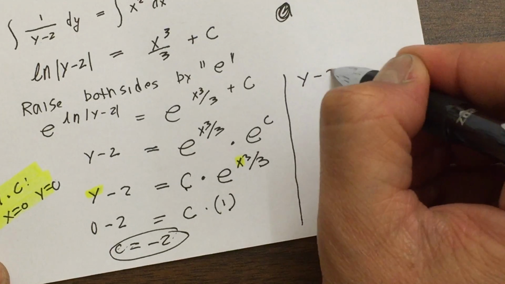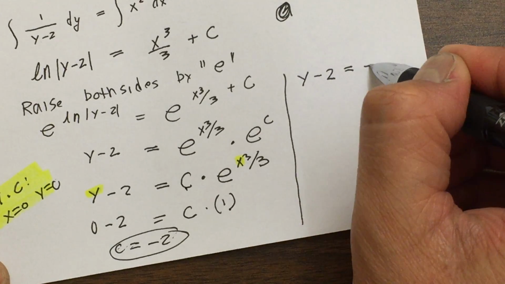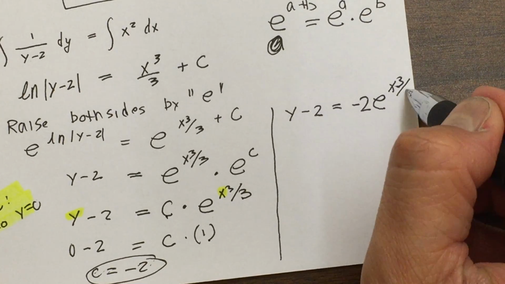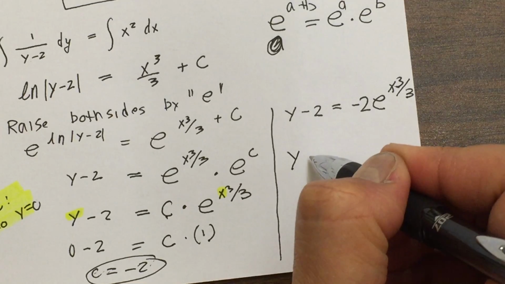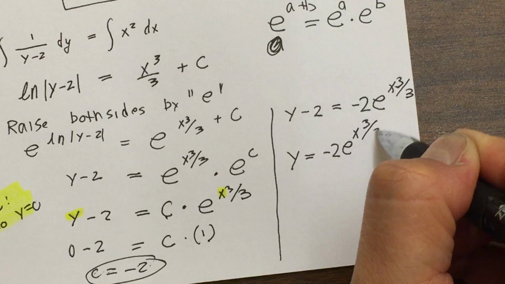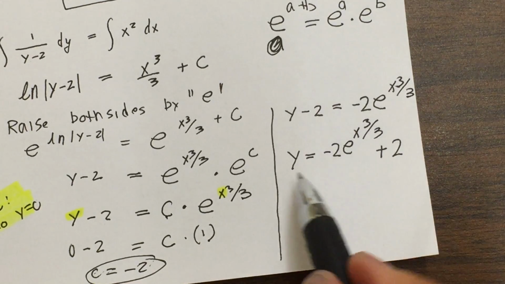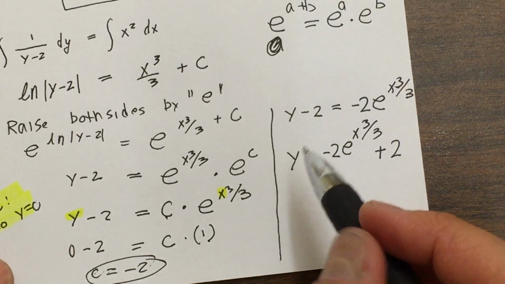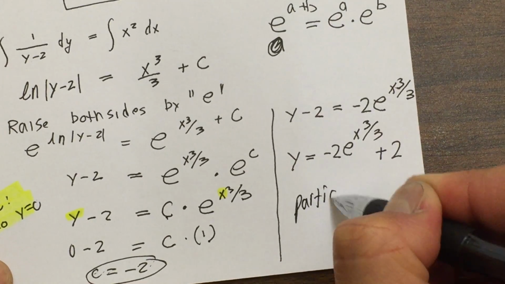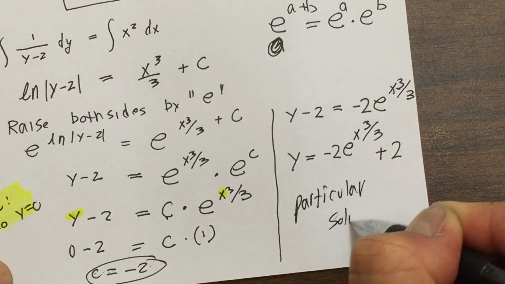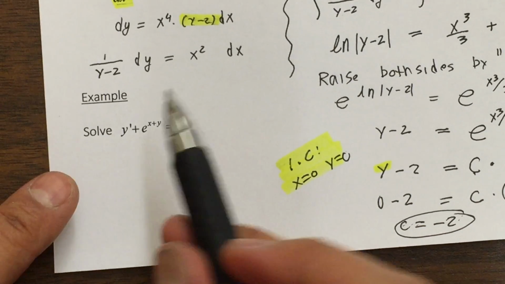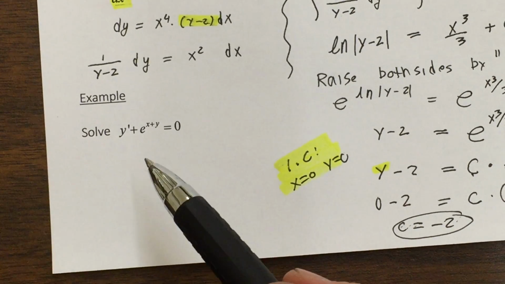So y minus 2 equals negative 2 e to the x cubed over 3. We add 2 to both sides because we wanted the solution, which means y has to be solved for. So we solve for y, and we have our solution. So this is what we call the particular solution, or the unique solution. Okay. Try the last example yourself, and then we will go over it tomorrow.